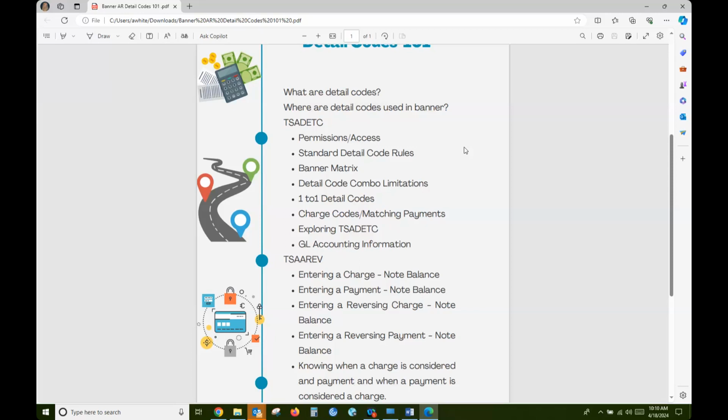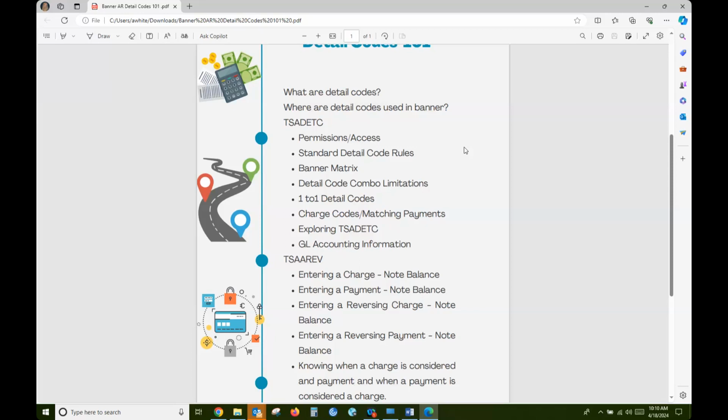So if you are wondering if you need access or permission, that is something that you'll need to talk to either your Banner accounts supervisor or your accounting director or your VPA. Those are the staff members, the leadership in your area that generally determine who has access to TSA DTC and who doesn't.